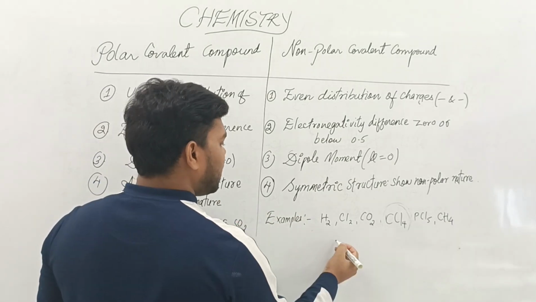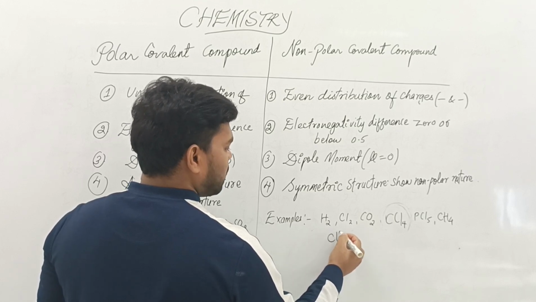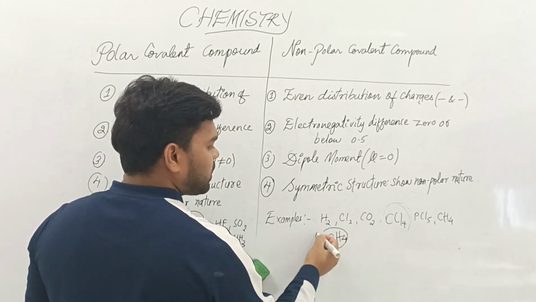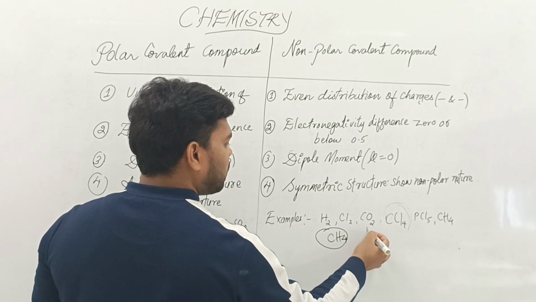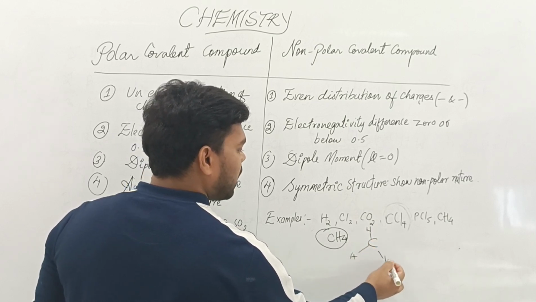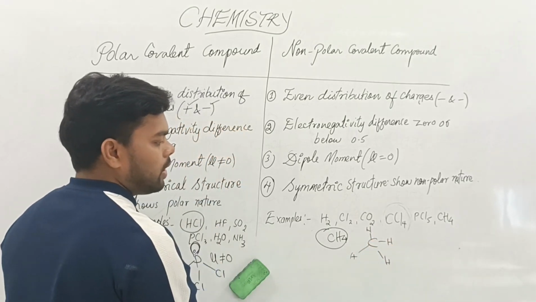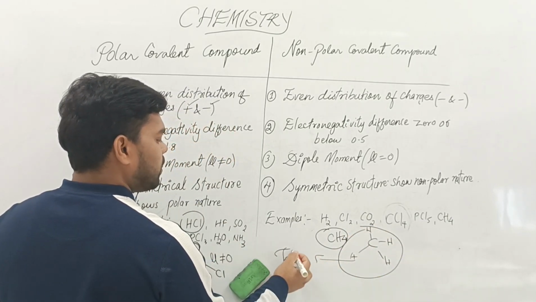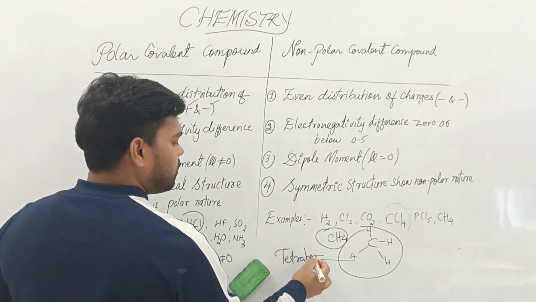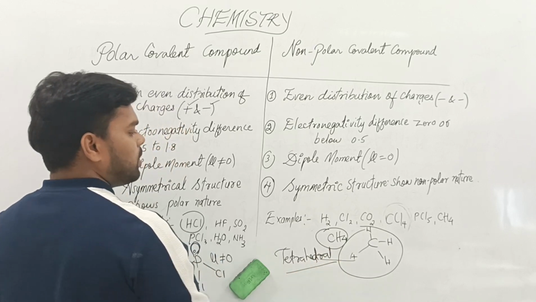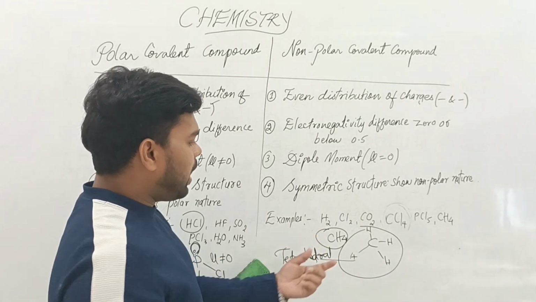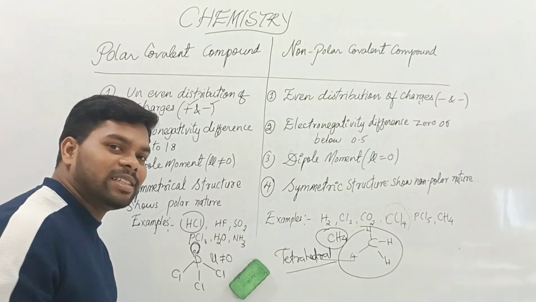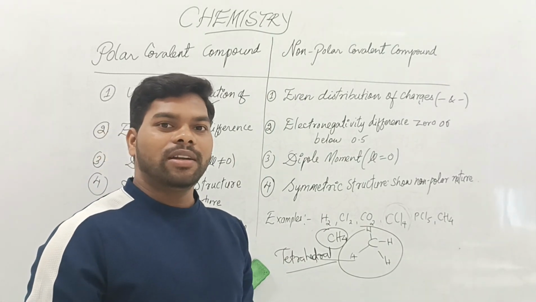Let me just take the example of methane, CH4. CH4, same thing: one carbon, here hydrogen, here hydrogen, here hydrogen, and here hydrogen. So this structure also looks like a tetrahedral structure. This is known as a tetrahedral structure. So the geometry of methane is tetrahedral, hence this compound is considered to be a non-polar covalent compound.